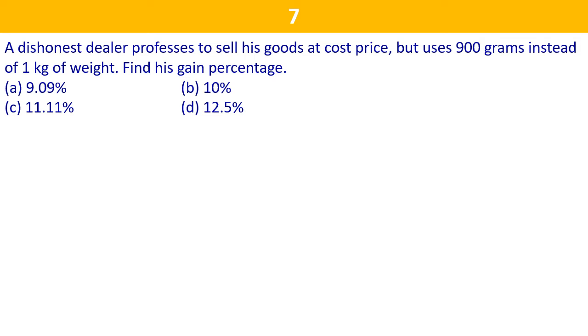Problem number 7. A dishonest dealer professes to sell his goods at the cost price but uses 900 gram instead of 1 kg of weight. Find the gain percent. Now, this problem is very much similar to what we have seen just now. He is buying and selling something. Let us assume that the cost price of 1 gram is 1 rupee.